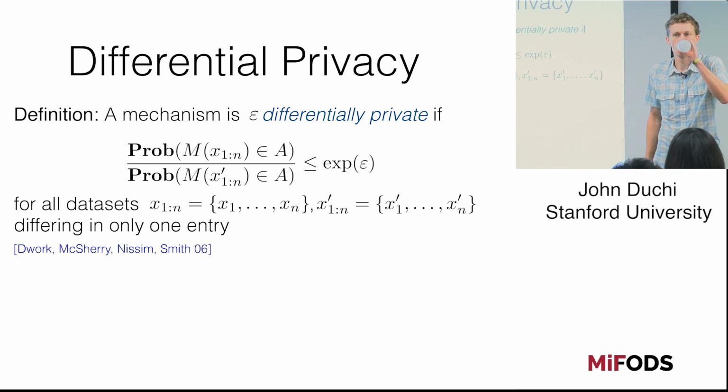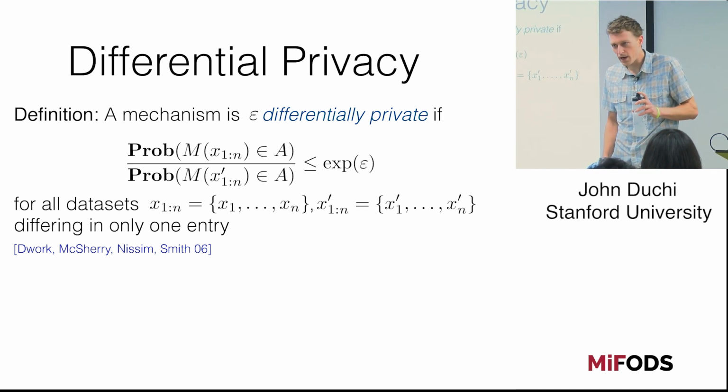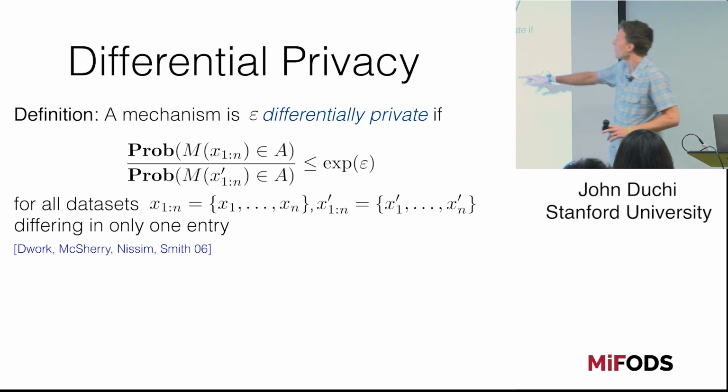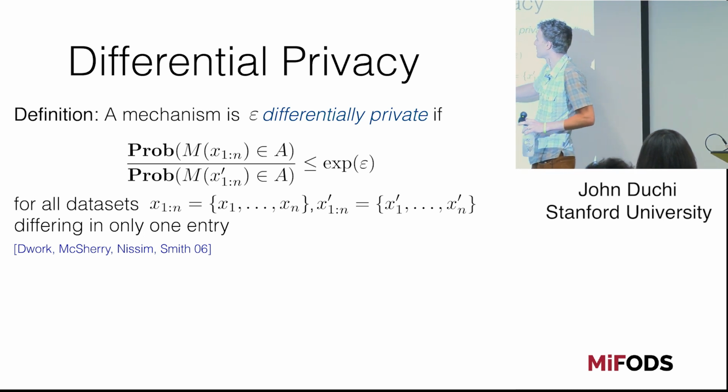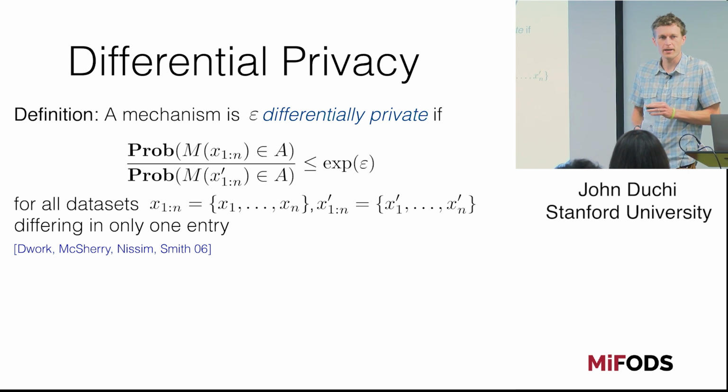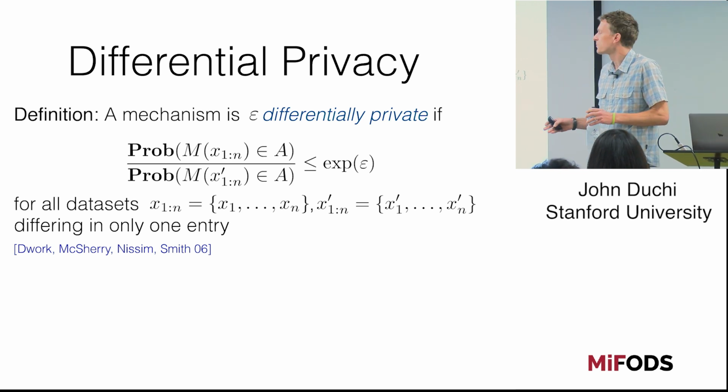All right? For every set A. Oh, yeah, sorry. That's also for all A. I can't edit the slide on the fly. So for all sets A, for all data sets differing in only one entry, you have this inequality. Okay? And there are weakenings of this, but let's just roll with this.